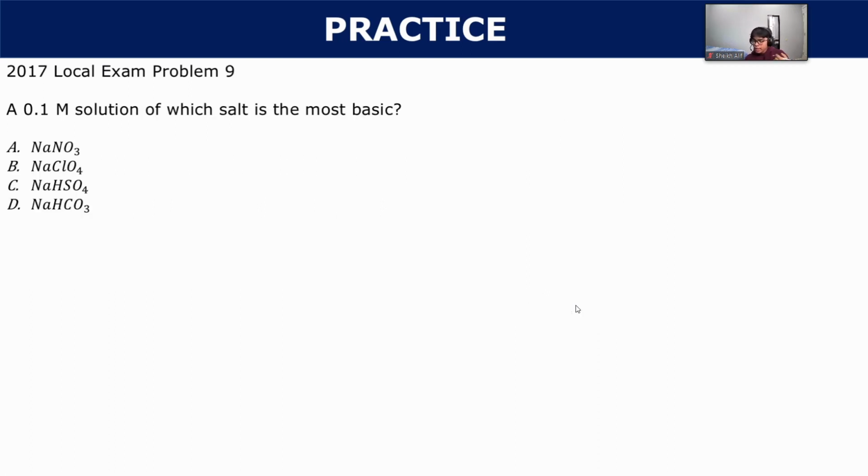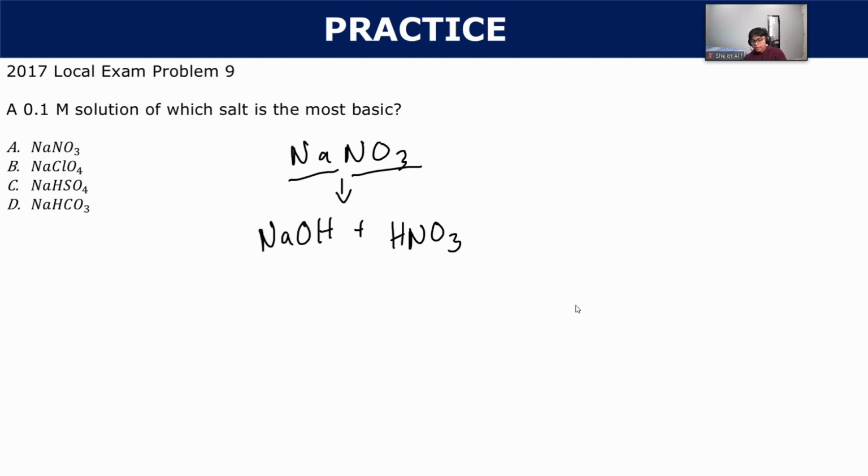Next one, a 0.1 molar solution of which salt is the most basic? Remember, a salt is going to be basic in solution if it has a weak acid and a strong base as the reactants. So let's try to find out the reactants of all of these. NaNO3. You can pretty easily find them out by, to the cation, the positive ion, you just add an OH, and then to the anion, you just add an H. That means our reactants are going to be NaOH and HNO3. And if you realize NaOH, strong base, strong acid, is going to produce a neutral solution.